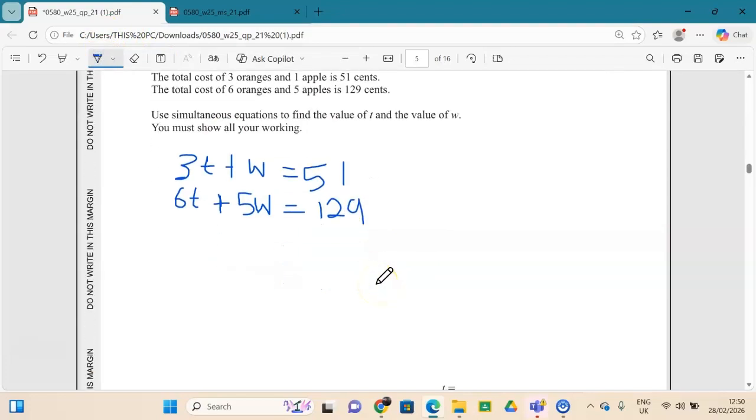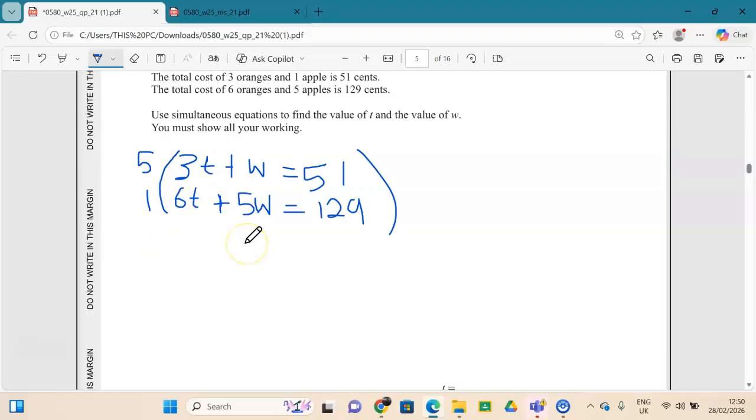For me, I can decide to use elimination. If I want to use elimination, I can just swap coefficient. Let's say I want to eliminate w. The coefficient of w in equation 1 is 1, and the coefficient of w in equation 2 is 5. We multiply equation 1 by the coefficient of w in equation 2, and equation 2 by the coefficient of w in equation 1. So we are going to have it this way.